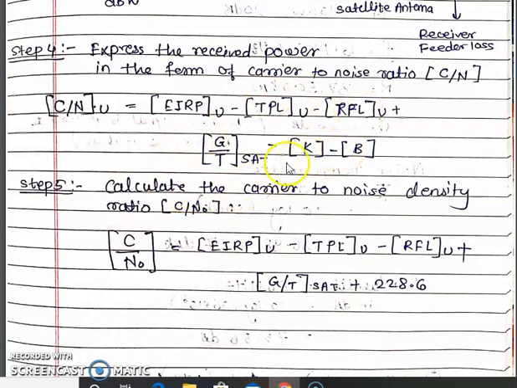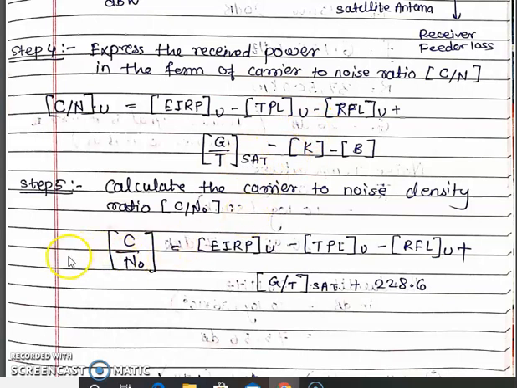Now this equation is arranged to form this G by T, because suppose G by T is given in the numerical, you directly put the value of G by T in this formula. If it is not given, gain is separate, T is separate, then separate G, again this T is separated as minus T. So it is G by T of the satellite. This is the equation for the C by N.